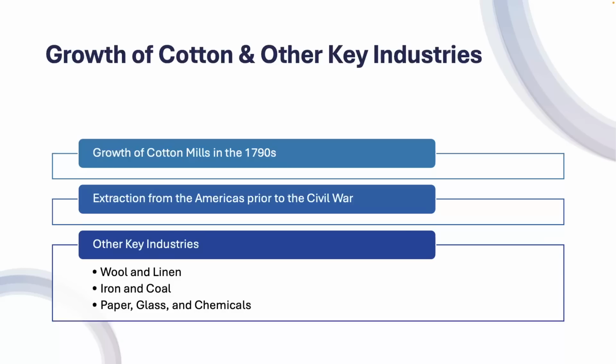And then finally, new industries such as paper production, glass manufacturing, and chemical production, particularly in relation to the production of dyes for colour, are also emerging during this period, and we start to see economic expansion as the result of some of these other key industries.